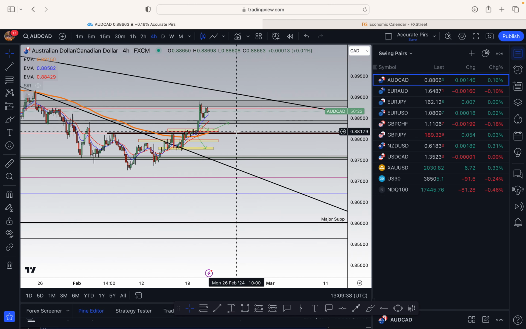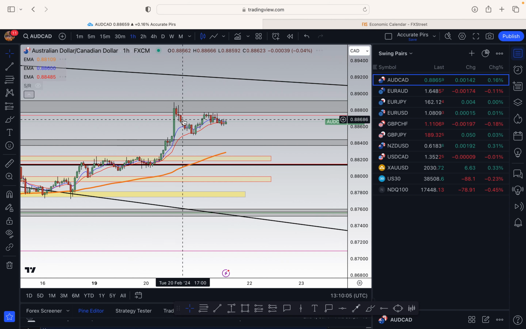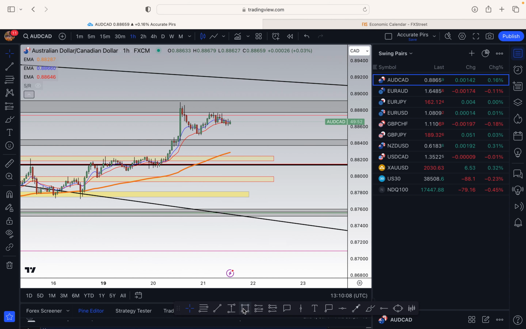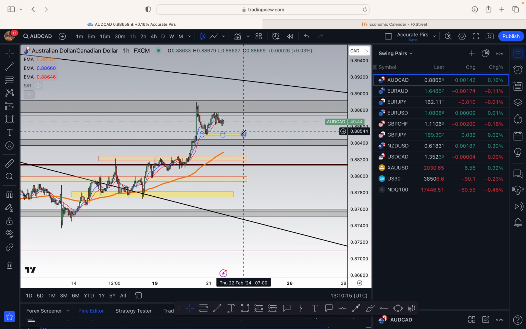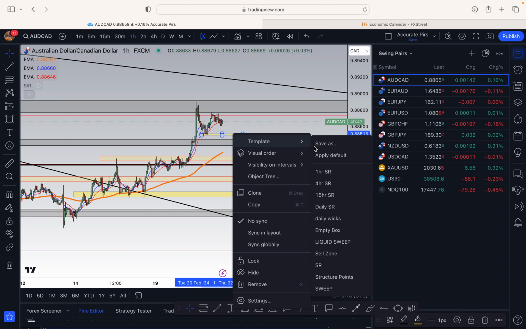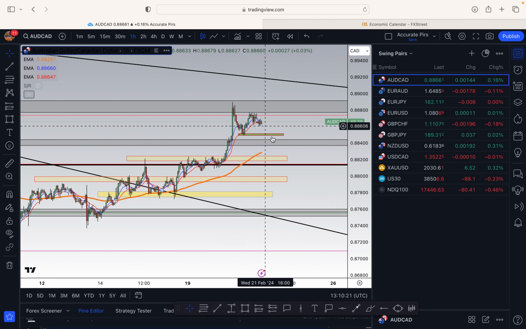So let me just clean this up. With AUD CAD, we've already missed the move. At the current moment, I cannot see any setup forming on AUD CAD, unless we get a break below this support level right here. If we get a break below that support level, then I'll probably look for sells on AUD CAD. But at the moment, I don't see AUD CAD pushing towards the downside.